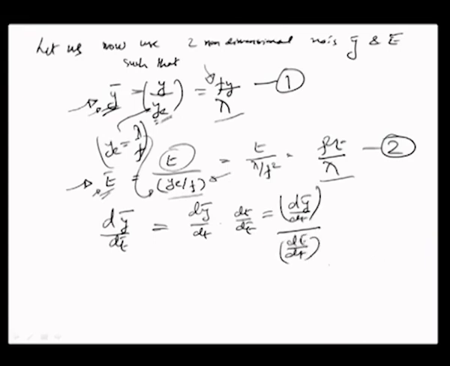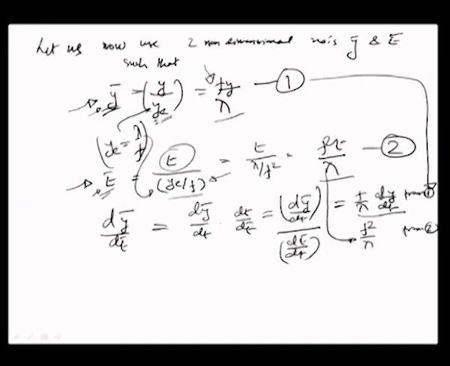So just using the chain rule, dy dash by dt comes out to be equal to f by lambda times dy by dt, from equation 1, and dt dash by dt comes out to be equal to f square by lambda times dt by dt, from equation 2.